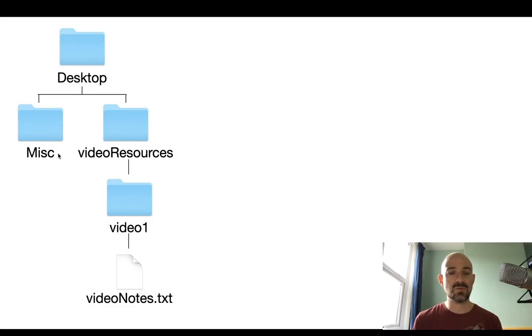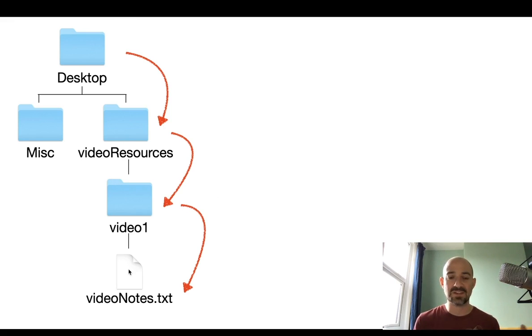So say we started in desktop, and then we CD'd into video resources, and we CD'd into video 1, and then inside video 1 there was video notes.txt. So to access all of these things, to do all of these steps, so if I was in desktop and to get all the way to video notes, I could write this route in a text form. And it would look like this.